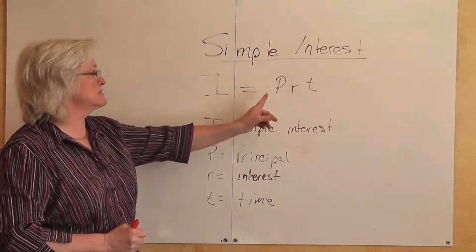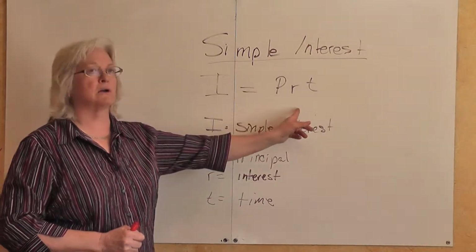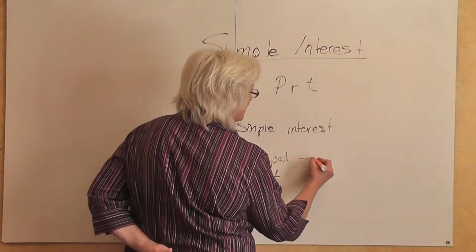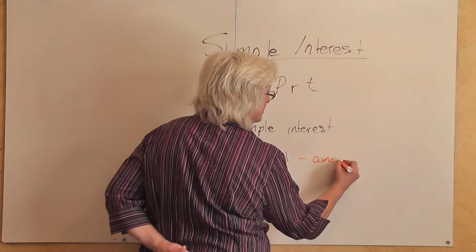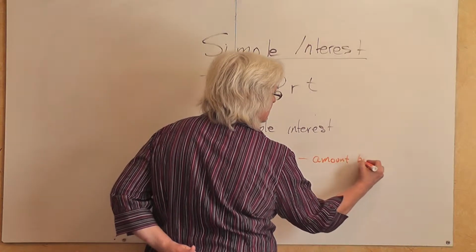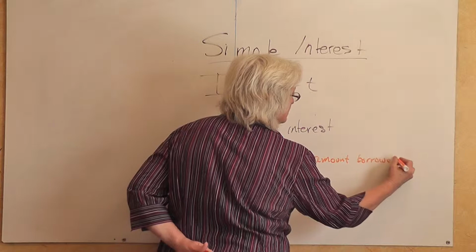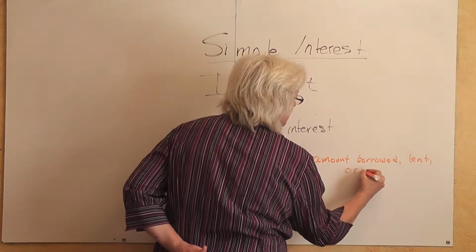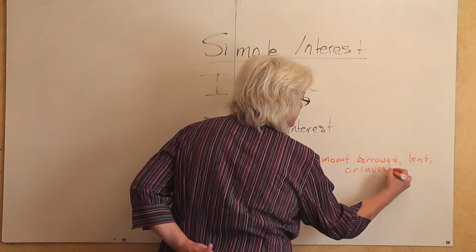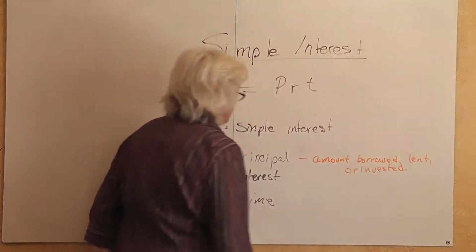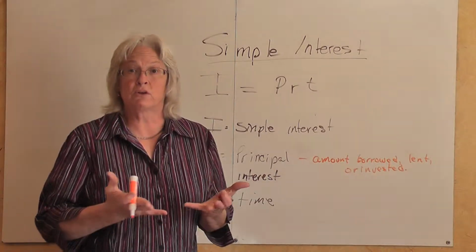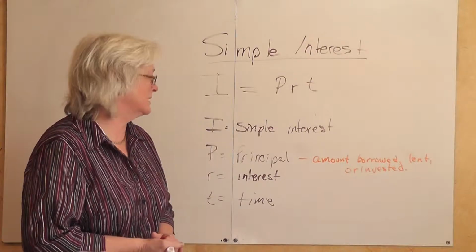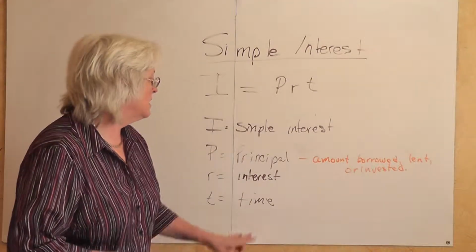And simple interest is the product of principal times rate times time. And principal is the amount of money that you borrow, the amount of money that's borrowed, lent, or invested. And that's always a particular amount. We typically talk about it in dollars, not dollars and cents, but it's the total amount that you borrow.